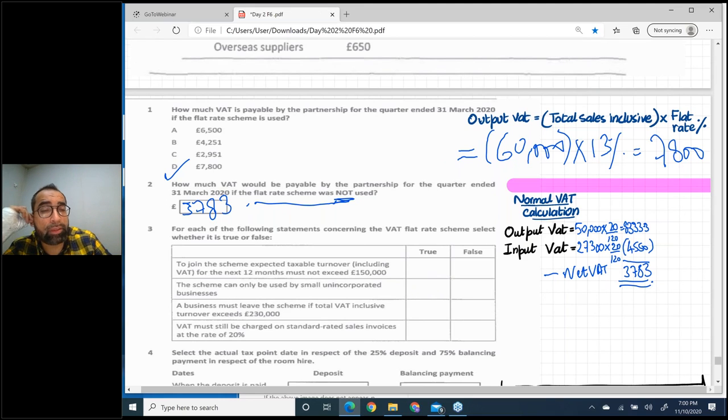I have a question. Come on, tell me on the WhatsApp group. Which option is beneficial? Should they go for flat rate scheme, or should they avoid flat rate scheme? Tell me.